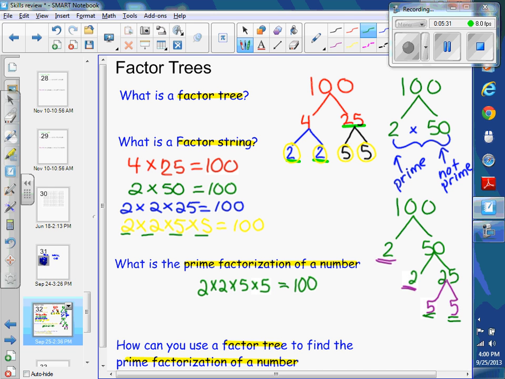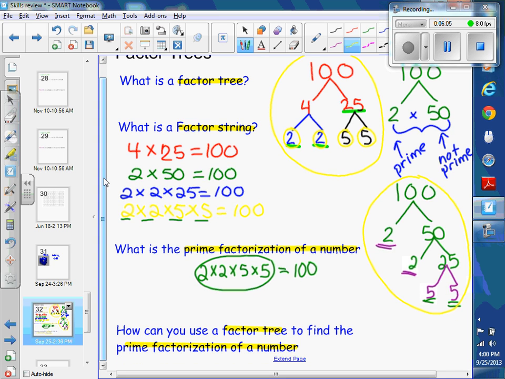And once the bottom of your branches has all prime numbers, that's the biggest factor tree that you can have. And that gives you this nice long factor string that we call the prime factorization. So even though you might start your factor tree different than the person next to you, if you continued the factor tree down to all prime numbers, you would end up with the same prime factorization.